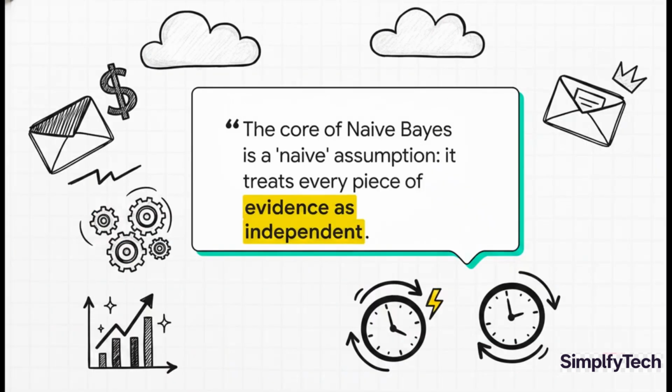So why the name naive? Well, it's because it makes this one big simplifying assumption, that every feature is completely independent of the others. In our spam filter, it assumes the word free has absolutely no relationship to the word win. Now, we know that's not totally true in the real world, but this little simplification is its superpower. It's a trade-off. We give up a tiny bit of nuance for a massive boost in speed. And honestly, the results are often still fantastic.